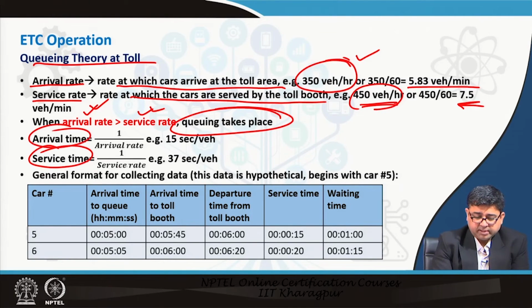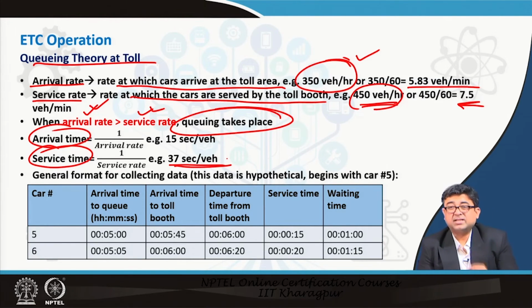Service time is nothing but 1 by service rate. So, service time meaning 37 seconds per vehicle. To serve a vehicle at the toll booth, it takes me 37 seconds. Arrival time is every 15 seconds one vehicle is arriving, right. Every 15 seconds one vehicle is arriving. So, that is the arrival time, and that is how arrival times and arrival rates are interdependent.